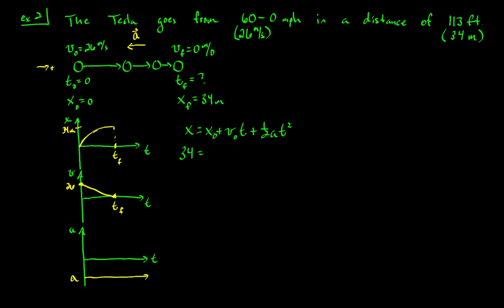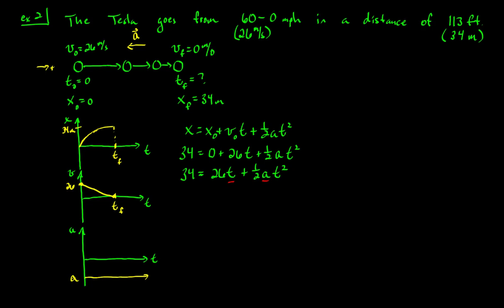The initial position is 0. The initial velocity, I'll just write it. So that's 0 plus the initial velocity, 26, times t, plus 1/2 of the acceleration, which I don't know, times t squared. Simplifying this, I get 34 equals 26t plus 1/2 a t squared. And now I'm at a block because I don't know what t is and I don't know what a is. So we have two variables and I don't know what they are.